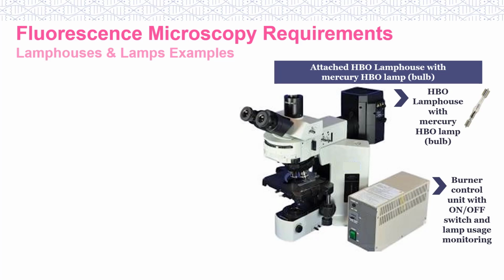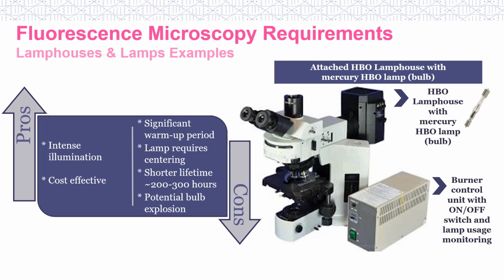Now, let's explore two different examples of fluorescence microscope illumination setups. First, this is an example of a fluorescence microscope with an attached HBO mercury lamp house. In the HBO acronym, the H stands for atomic symbol Hg, meaning mercury. B is the symbol for luminance, and O is the unforced cooling. This lamp house holds a mercury HBO lamp, or short arc mercury bulb, and there is a separate burner control unit that houses the on-off switch for the lamp, which monitors hours used.